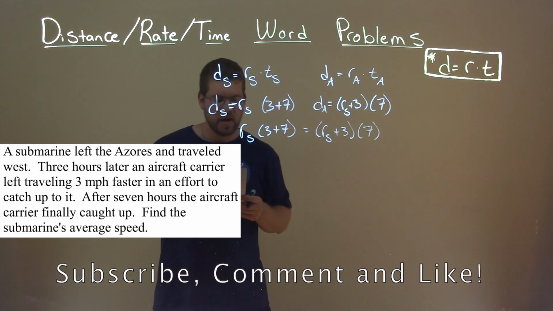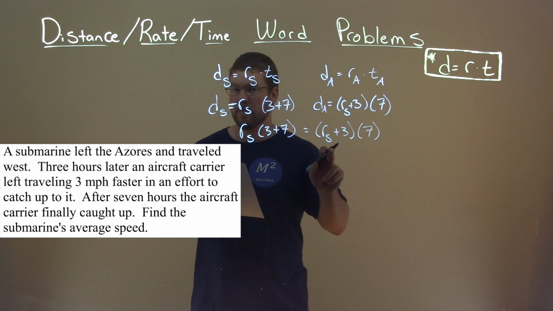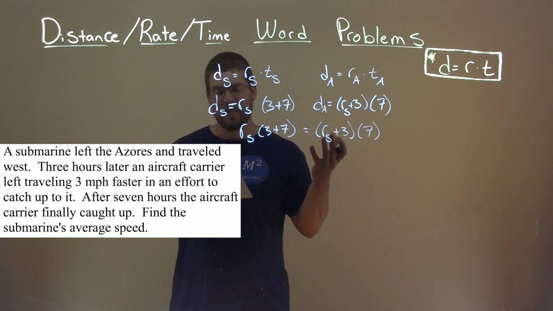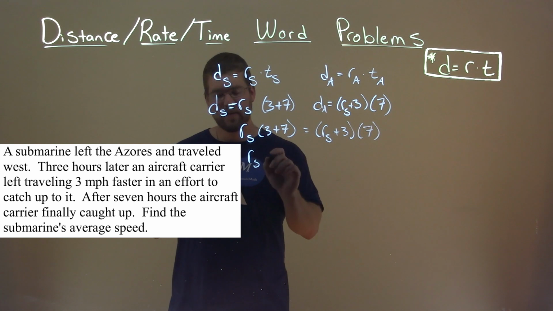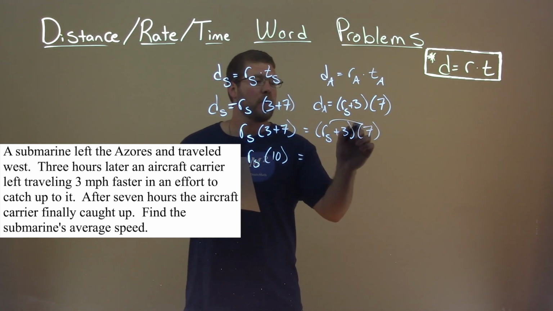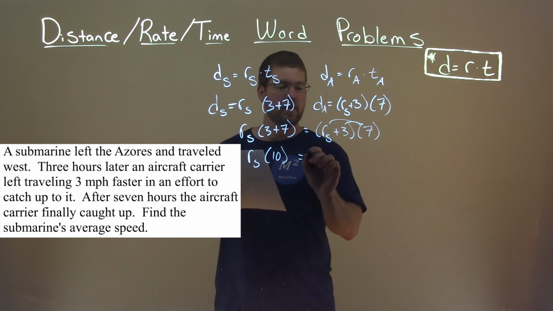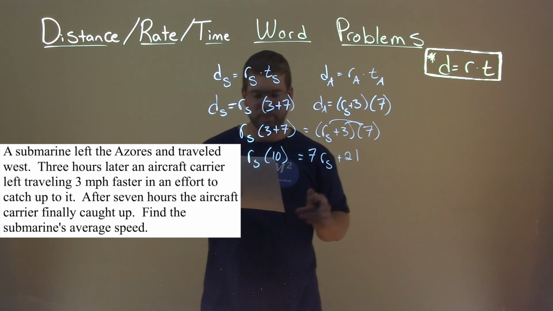And this actually becomes pretty beneficial here now. We only have one variable that we have to solve for, and it's a variable we're looking for. So R sub S is equal to 3 plus 7, which is 10. Distribute the 7 across right here. 7 times R of S here, and 3 times 7 is 21.